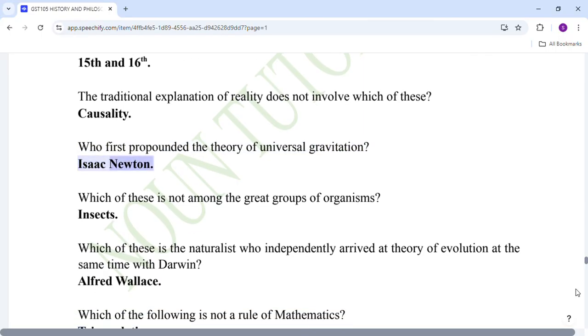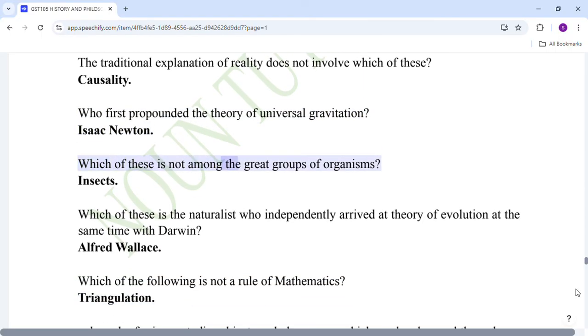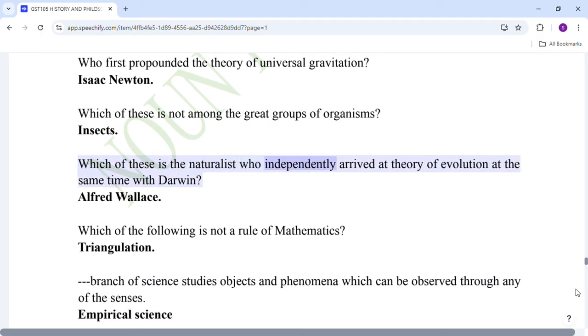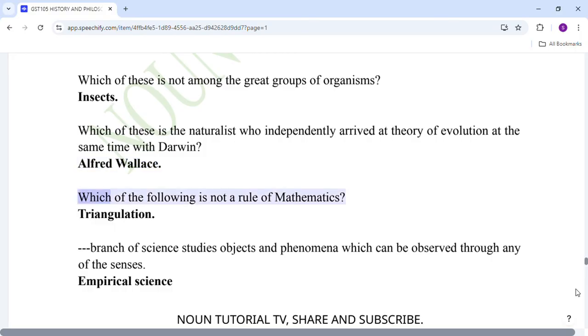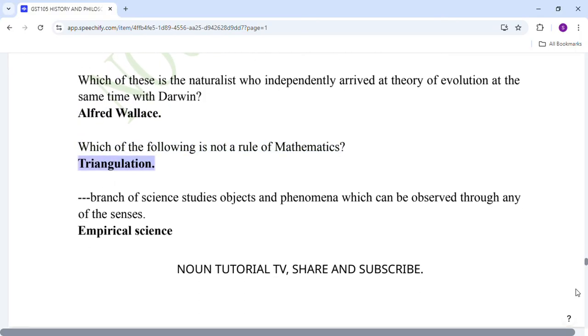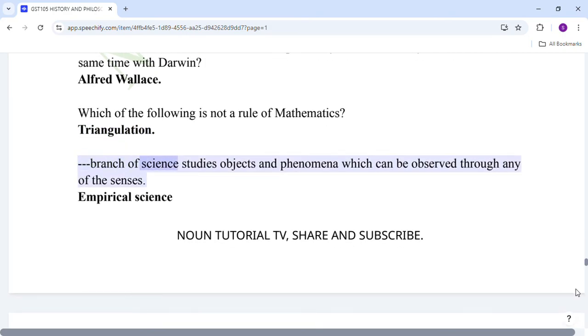Which of these is not among the great groups of organisms? Insects. Which naturalist independently arrived at the theory of evolution at the same time as Darwin? Alfred Wallace. Which of the following is not a rule of mathematics? Triangulation. Which branch of science studies objects and phenomena which can be observed through any of the senses?